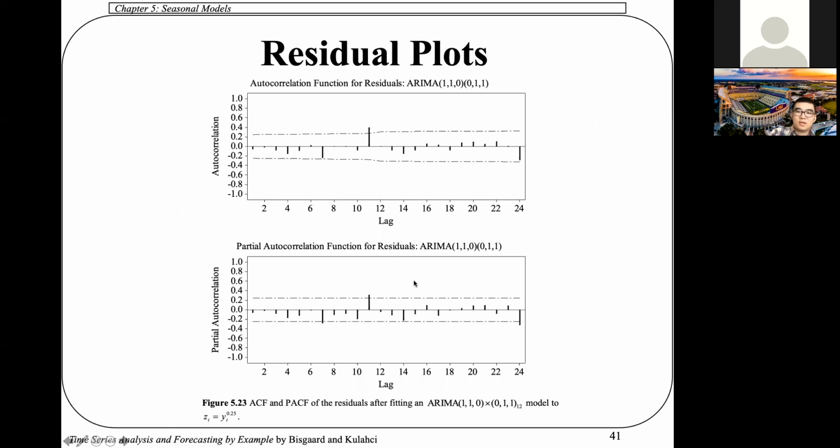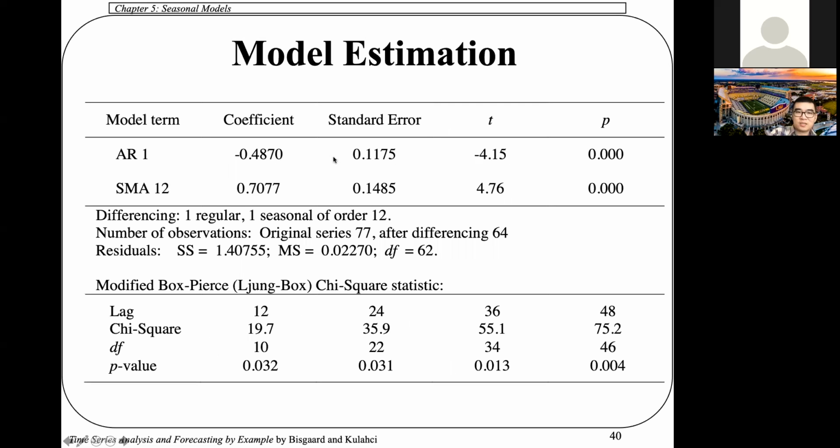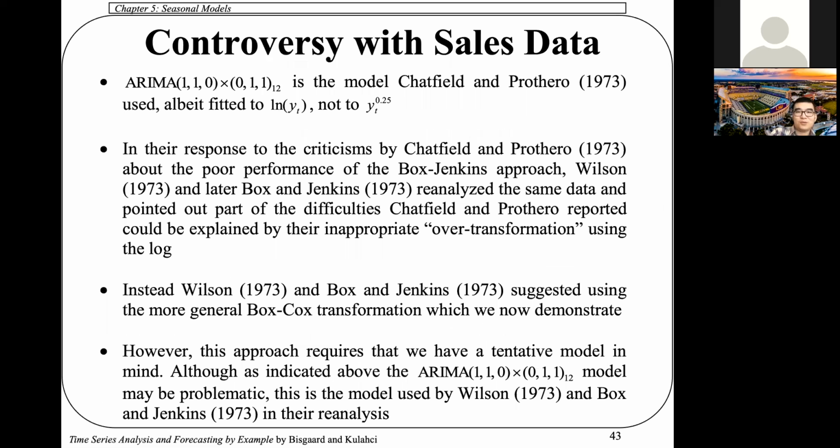Even though the residual plots are somewhat fine, you can find some large lags here, but it looks not that bad. The residuals look not that bad, and the coefficients are both statistically significant. But what we find is that all the LB statistics are statistically significant. And you know what? This is actually what Chatfield and Prothero found in their analysis.